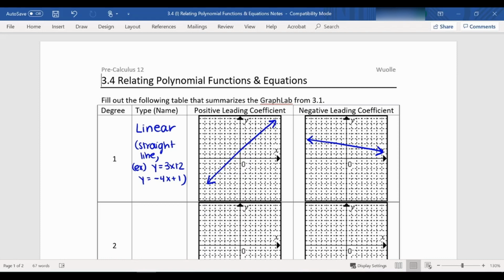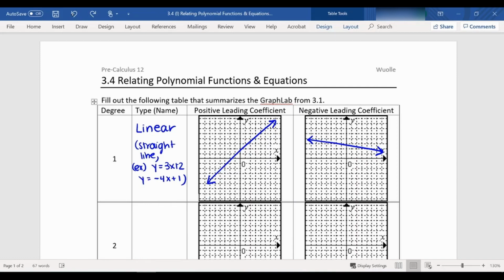Now remember, these could be positioned anywhere on your graph. So I could have one that goes here, I could have one that goes here, I could have one that goes like this, I could have one that goes like that. They can go anywhere. I have just drawn one possible example. There are an infinite number of positive leading coefficient linear equation lines. So these are just examples so that you know what they look like.